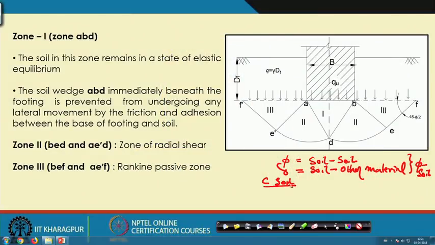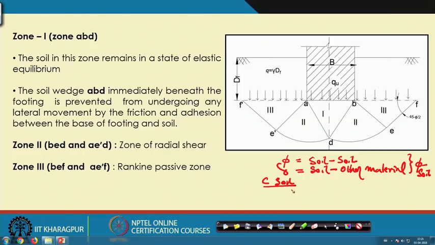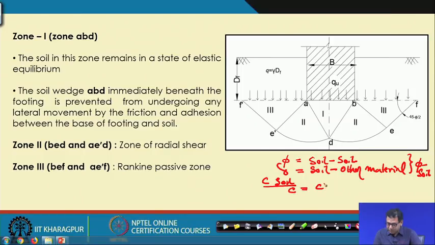Now, if it is a C soil, then if it is the interaction between the clay particle and the clay particle, it is called cohesion. If it is the interaction between clay and any other material, then it is called adhesion. So, if C is clay to clay, adhesion C_a is between clay and other material.